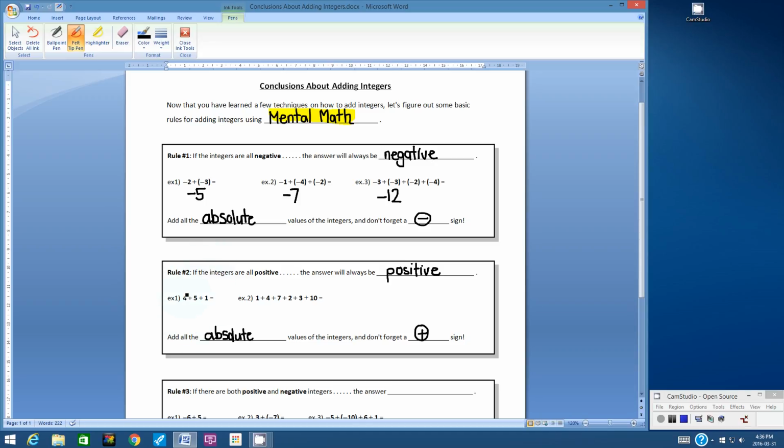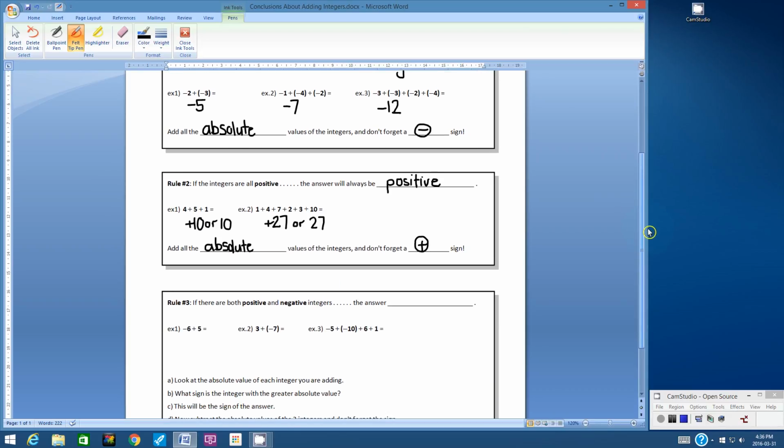Okay? So 4 plus 5 is 9, plus 1 is 10. So you can write this answer as positive 10, or simply in standard form, 10. All right, example 2. 1 plus 4 is 5, plus 7 is 12, plus 2 is 14, plus 3 is 17, plus 10 is 27. So you can write it as positive 27, or even better, in standard form, just 27. Okay, so rule number one, rule number two, very, very simplistic.